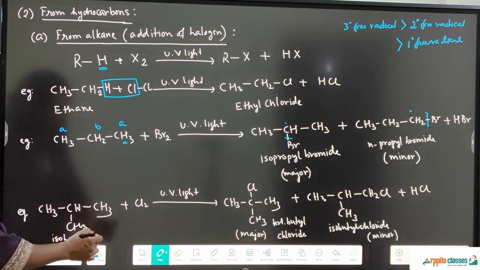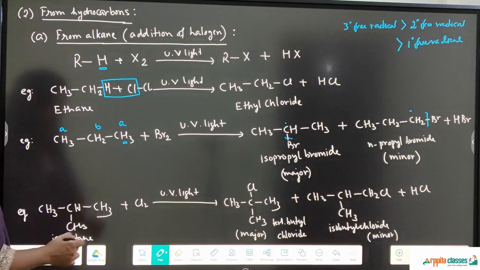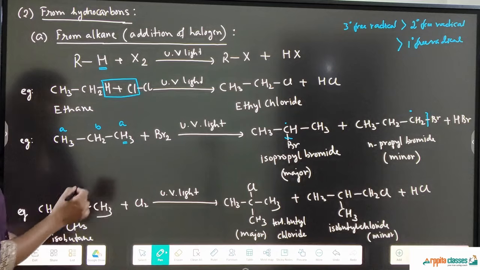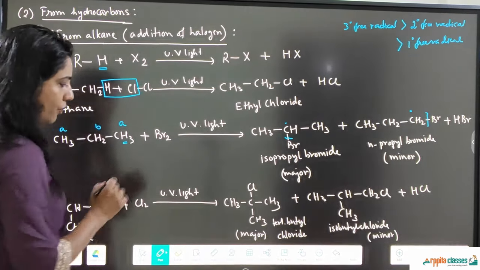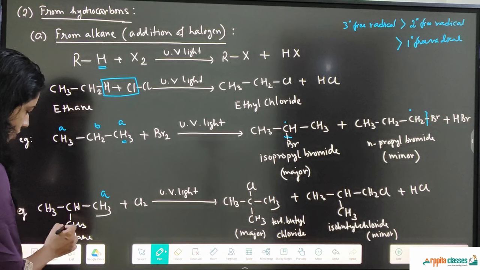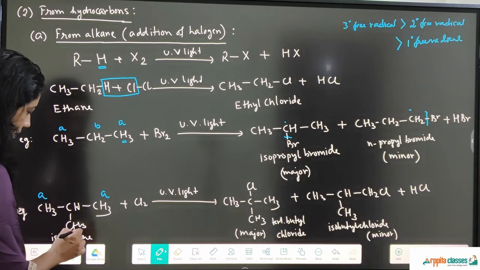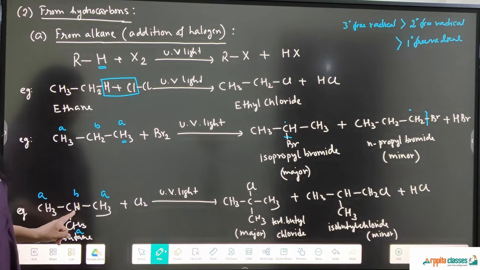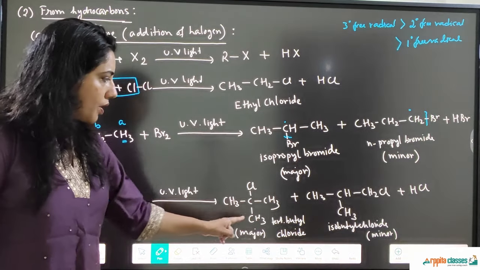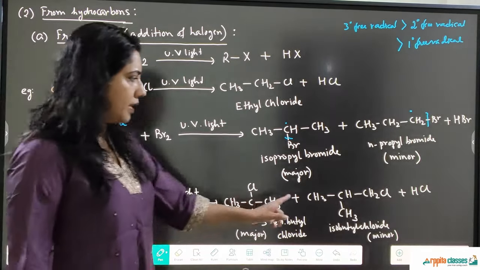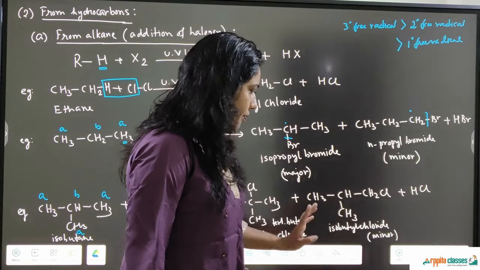So we have taken a particular example here. We have taken isobutane, CH3, CH3, CH3, CH3, and you are reacting with chlorine in presence of UV light. So how many types of hydrogens are there? This is one type A, this is also same, and this is also same. So this is A type of hydrogen and this is B type of hydrogen. If this B is substituted by chlorine, you get this product, which is tertiary butyl chloride. And if A is substituted by chlorine, you get this product, which is your isobutyl chloride.